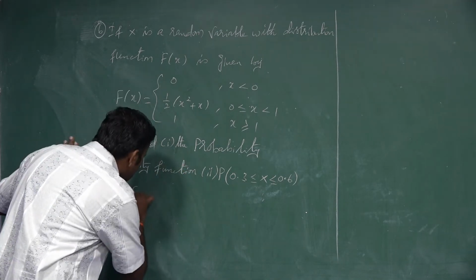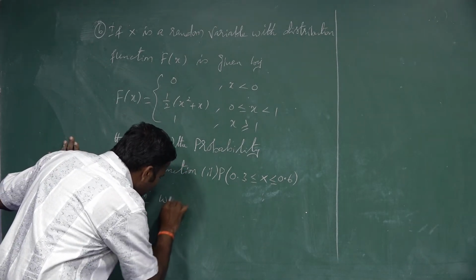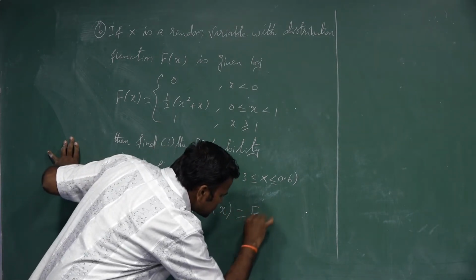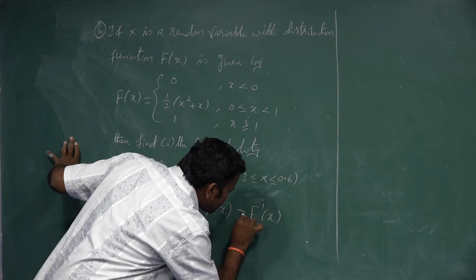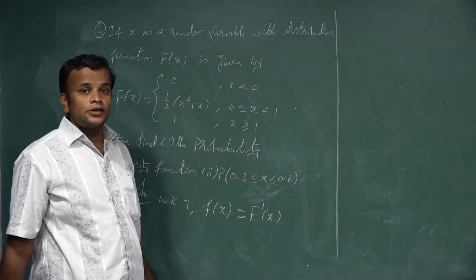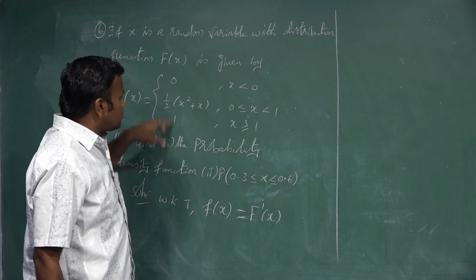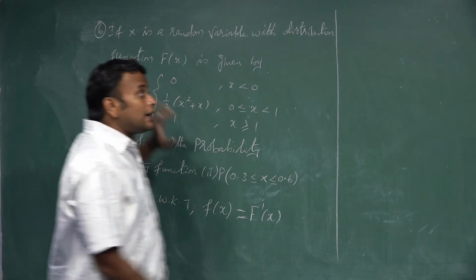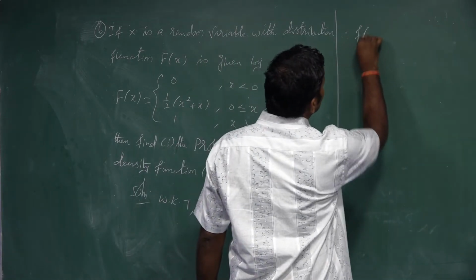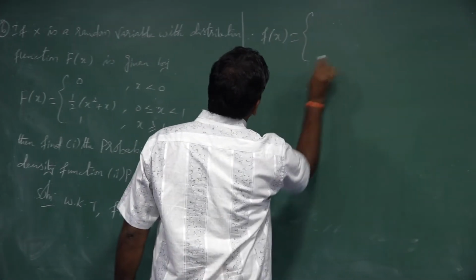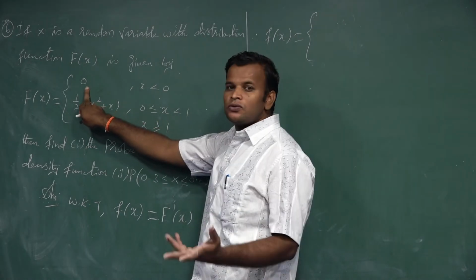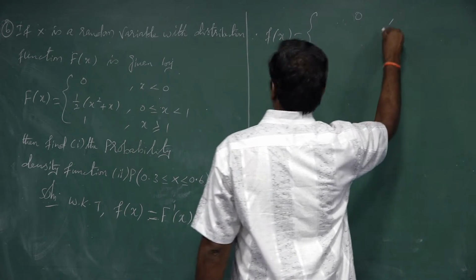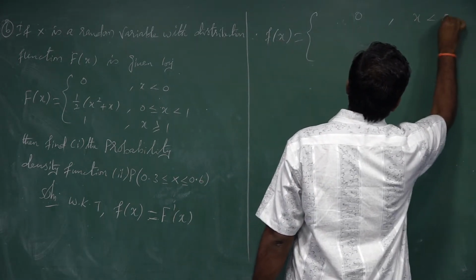So first we write the formula. We know that f of x is nothing but capital F dash of x. So the one time differentiation of that is nothing but f of x. So I don't change the given data. Directly I write f of x. What is the first value of capital F of x? 0. The differentiation of 0 is meaningless. So again 0 when x is less than 0.